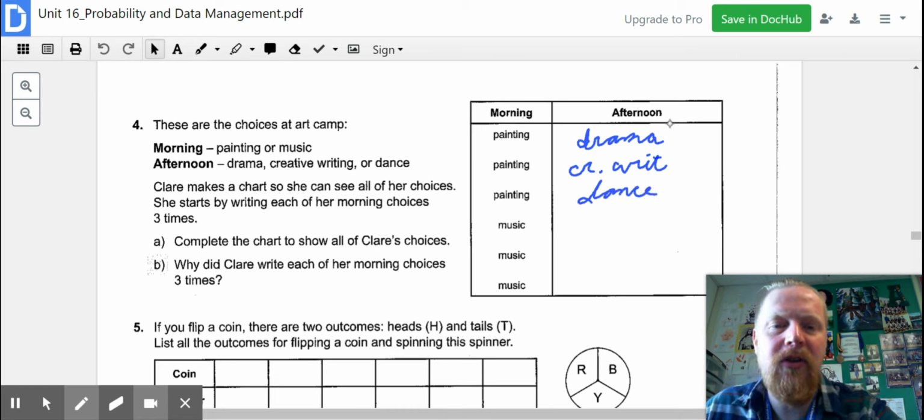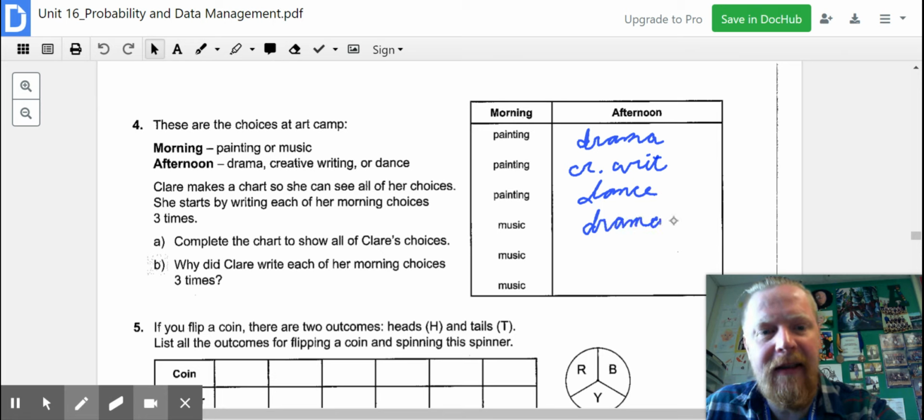Go ahead and fill in the chart for the morning and for the afternoon. Now, in the afternoon, she's got the exact same options if she chooses music as she does for choosing painting. One of these isn't dependent on the other.